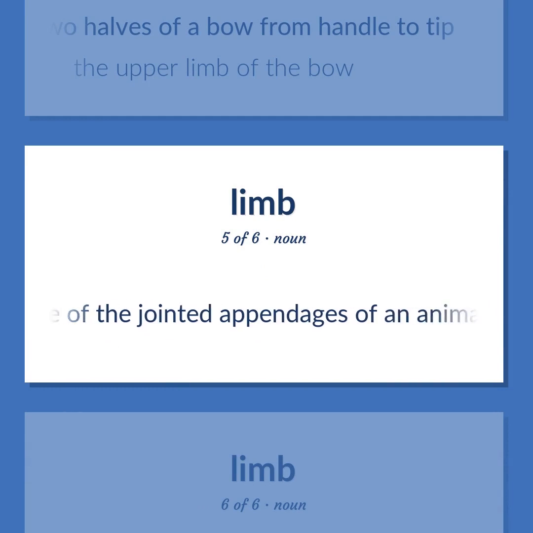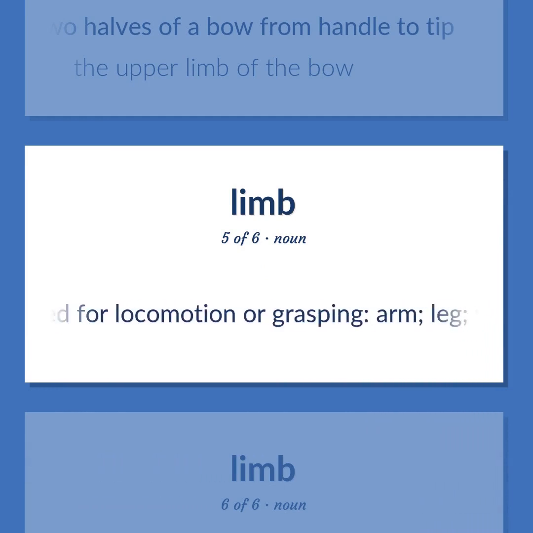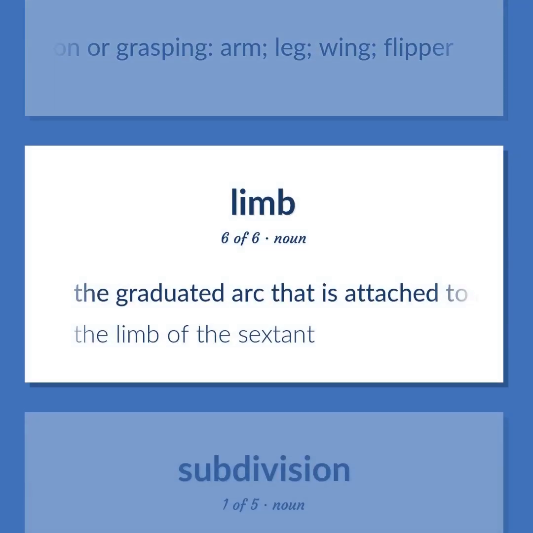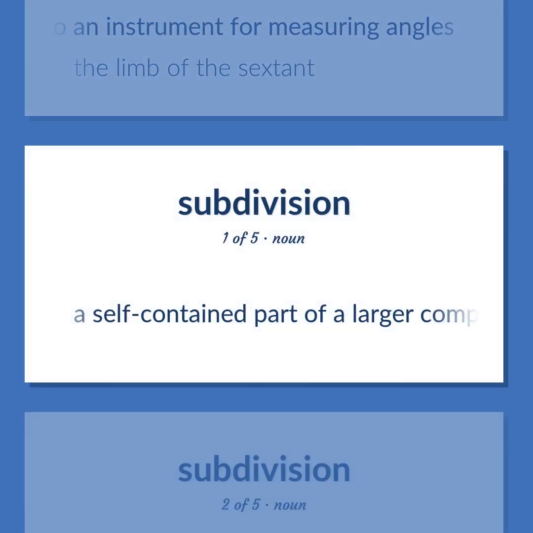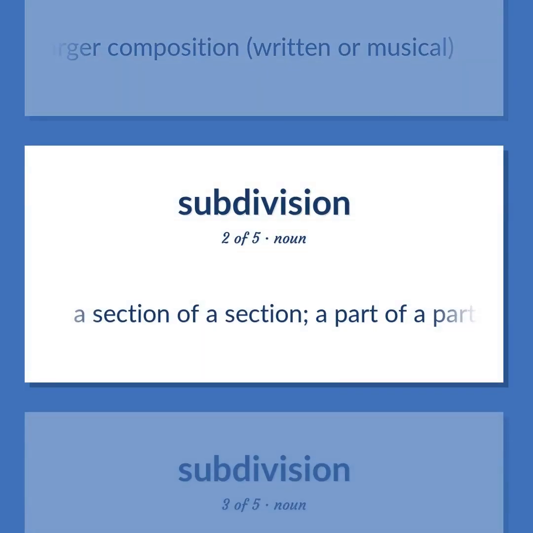One of the jointed appendages of an animal used for locomotion or grasping. Arm, leg, wing, flipper. The graduated arc that is attached to an instrument for measuring angles. The limb of the sextant. A self-contained part of a larger composition, written or musical. A section of a section. A part of a part, i.e., a part of something already divided.